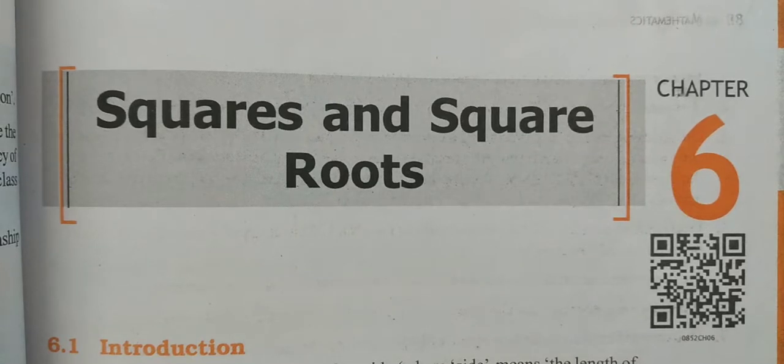For example, if I say 2 multiplied by 2, I am multiplying 2 with itself twice, and what will be the answer? It is going to be 4. So square of 2 is 4. Then what is the reverse of 4? That is square root. Reverse of square is square root, and so square root of 4 will be what?